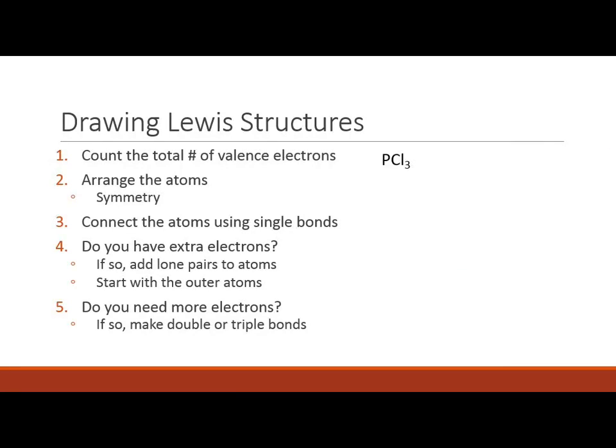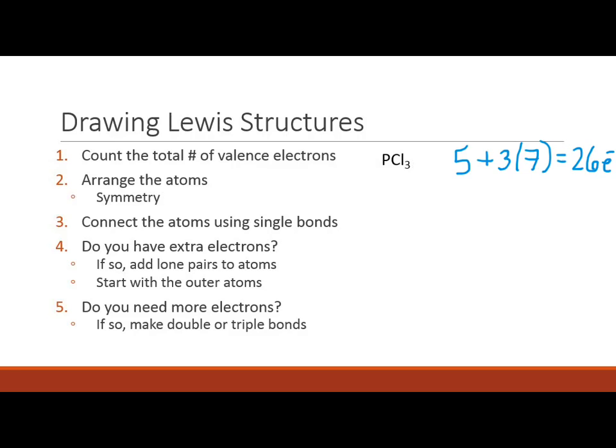Now let's try drawing PCl3, phosphorus trichloride. So phosphorus is in the same column as nitrogen. It's in column 5A, so that has 5 valence electrons. We have 3 chlorines. Each of those brings 7 electrons with it. So let's see, that's 21. That's a total of 26 valence electrons that we have to work with.